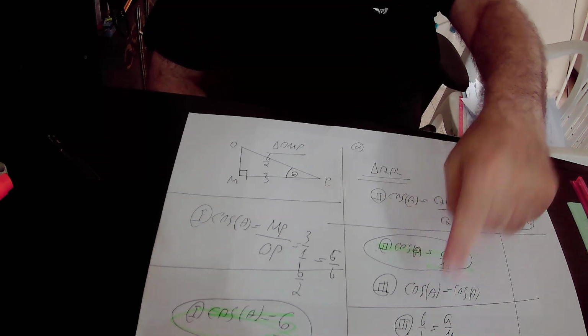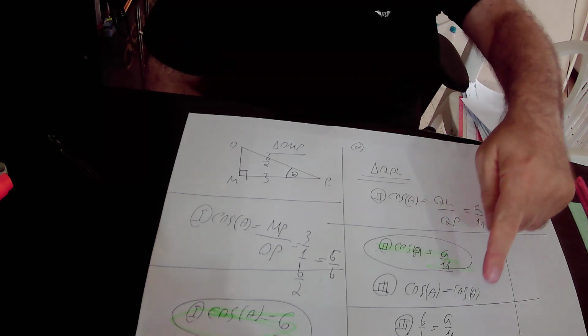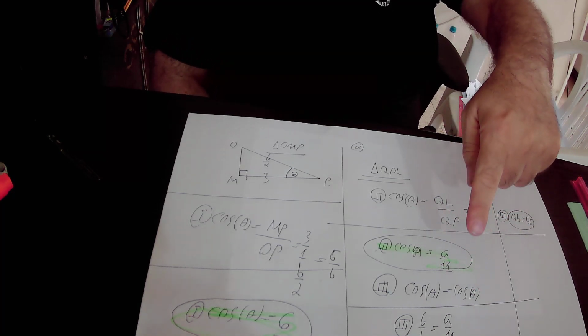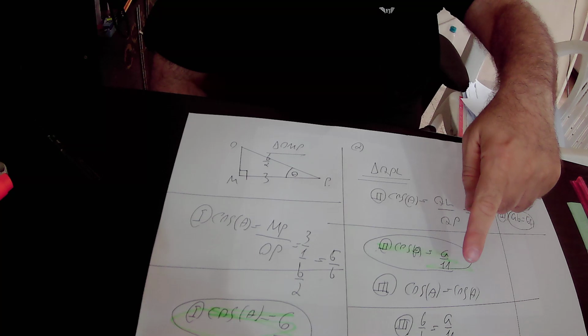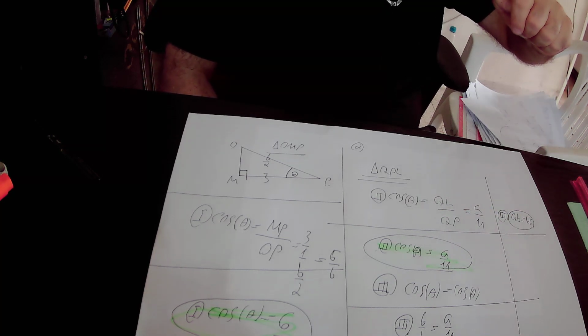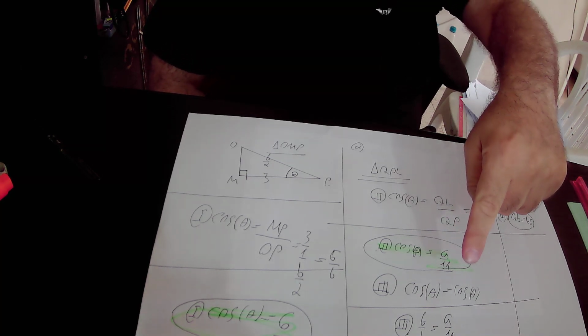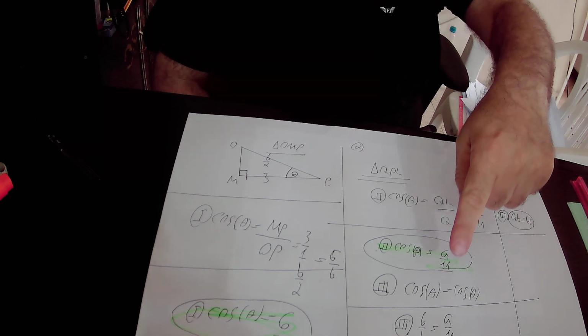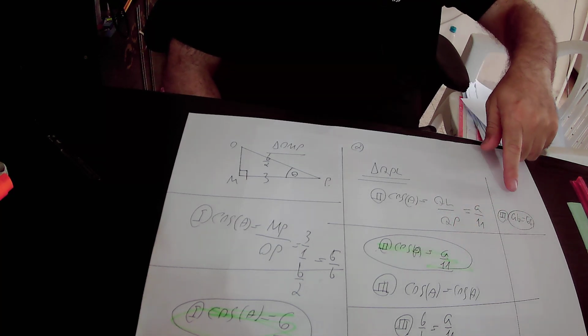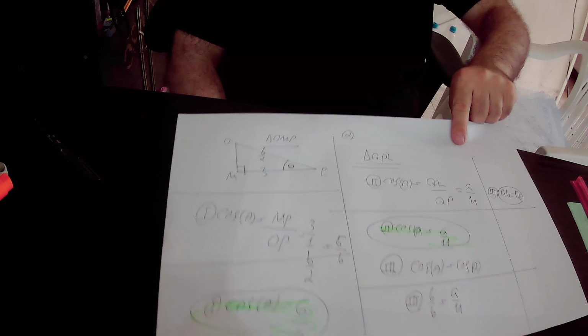Okay, so cosine theta according to equation number 1 is 6 over B, and it must be equal to cosine theta according to equation number 2, that is A over 11. So according to equation number 3, 6 over B equals A over 11. We cross multiply this equation and find that AB equals 66.